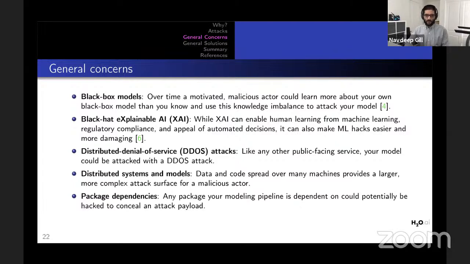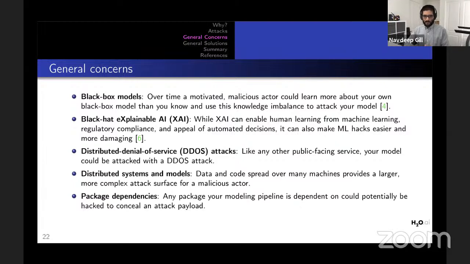Another one is black hat explainable AI. Explainable AI can enable you to learn about your model and what your model is doing. It can help with regulatory compliance in certain cases, and it appeals to automated decisions, but it can also make ML hacks pretty easy, because people are also using that type of information to learn what the model is doing, and this can be damaging sometimes. So it's something to consider as well.